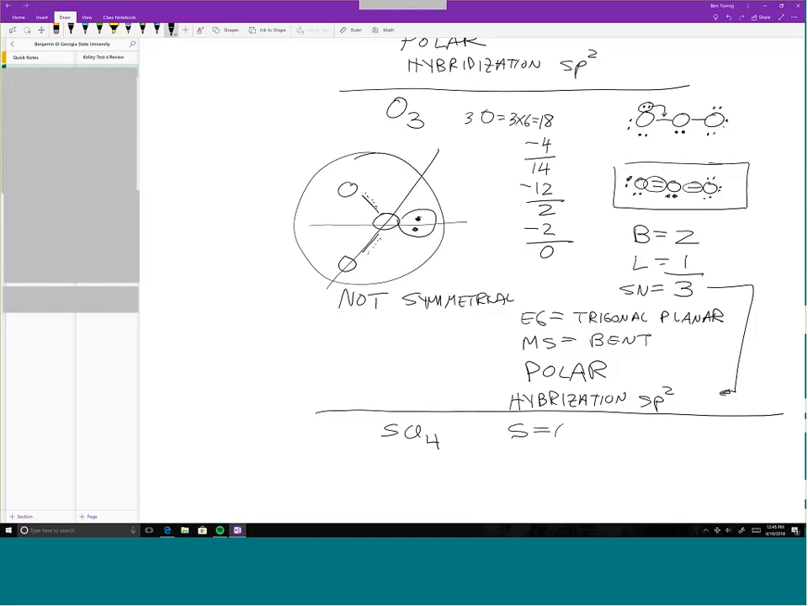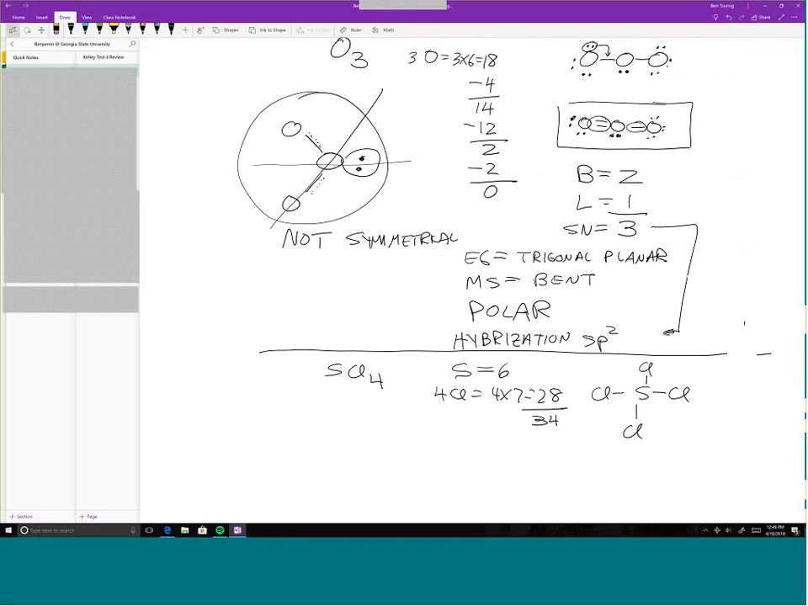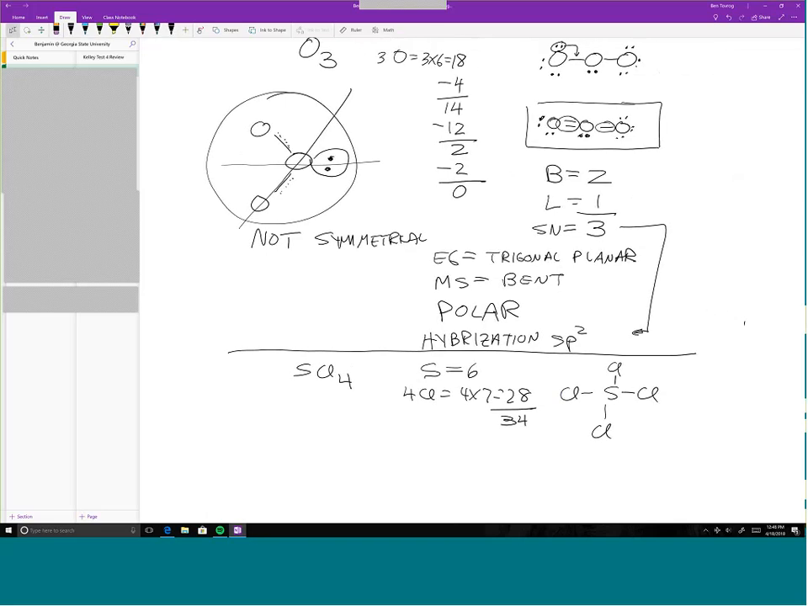Sulfur has 6 valence electrons. The 4 chlorines bring 4 times 7, which is 28. So that gives us a grand total of 34 electrons to build our structure. We'll start off with the sulfur in the center, and that has lower electronegativity than the chlorines. All right, those 4 bonds represent 8 electrons, so we have 26 left to place. Give each chlorine its 6.